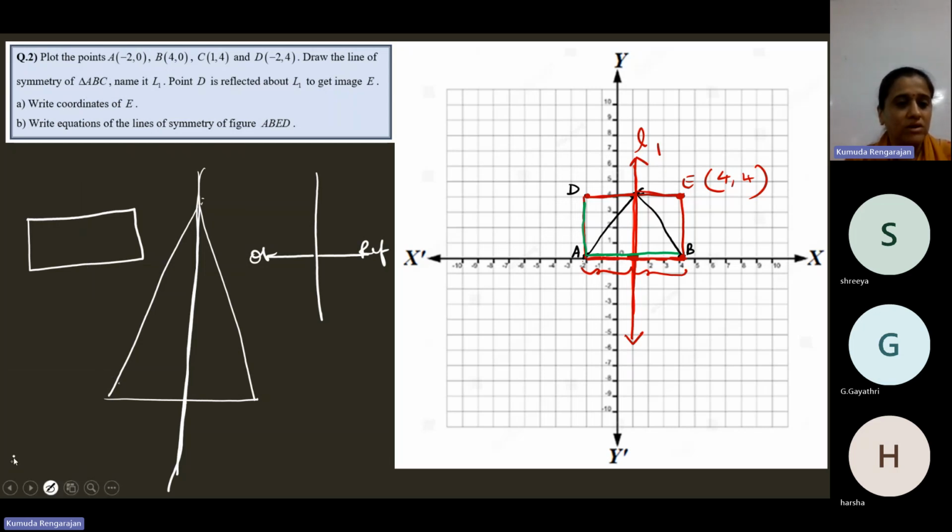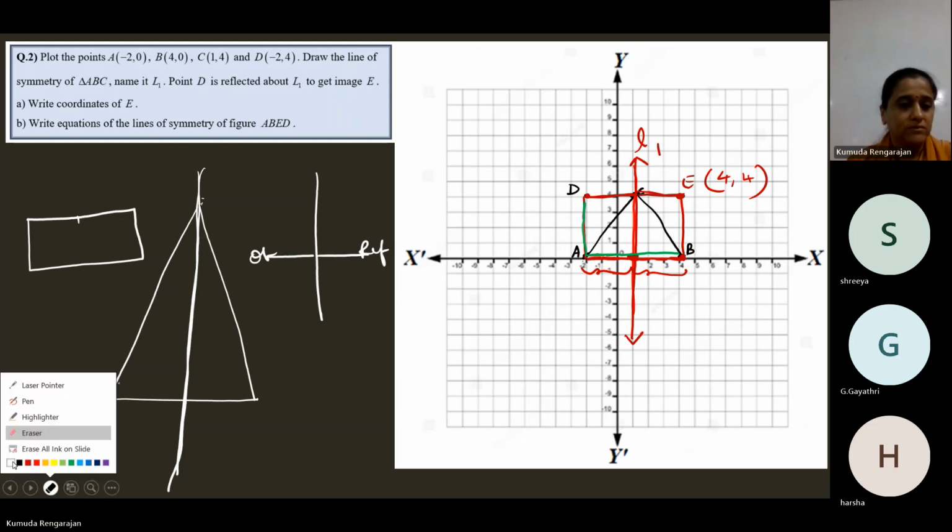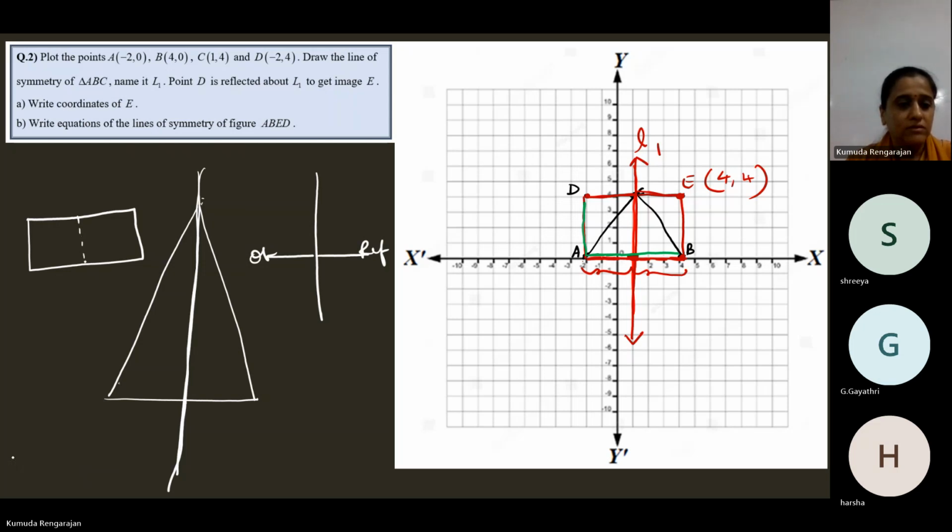You will fold it like this. Okay, I'll use dotted lines. That's all. So when you fold it along this dotted line, the two parts will coincide. So this is a line of symmetry. Also, you can fold it like this.